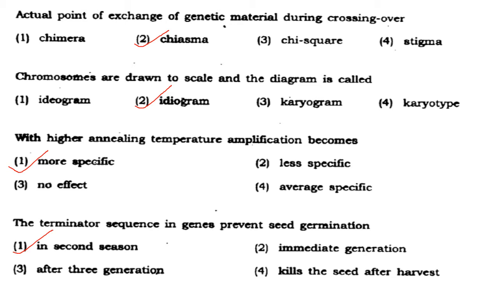Next one. With higher annealing temperature, amplification becomes option 1 more specific, 2 less specific, 3 no effect, 4 average specific. Answer is option 1 more specific. Next one. The terminator sequence in genes prevent seed germination. Option 1 in second season, 2 immediate generation, 3 after 3 generation, 4 kills the seed after harvest. Answer is option 1 in second season.